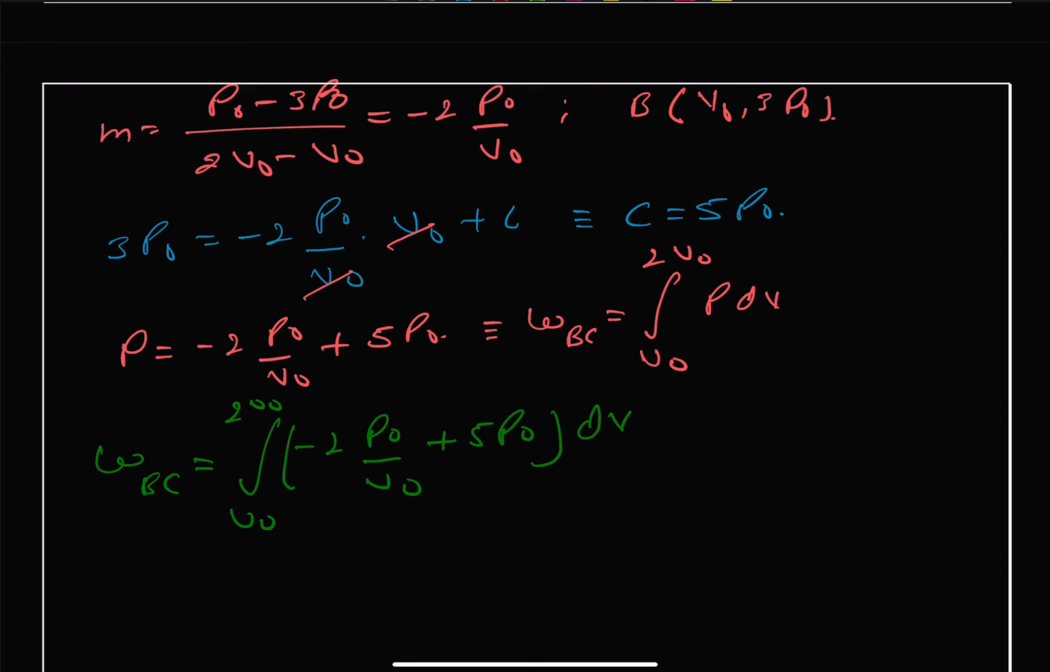And this can be written as, this will be coming as minus 2 P naught upon V naught times V square by 2, and plus 5 P naught V. Limits go from V naught to twice V naught.